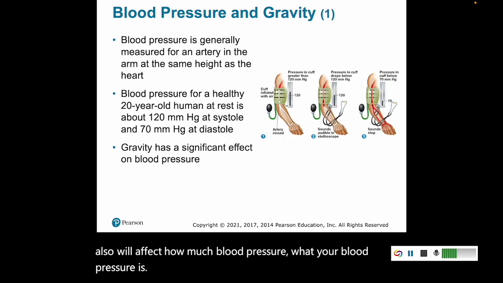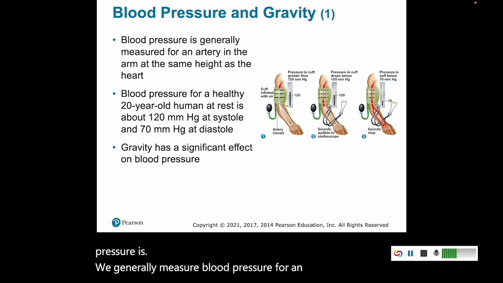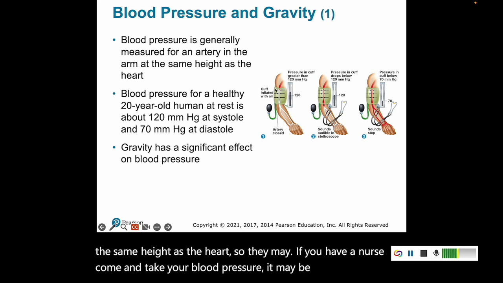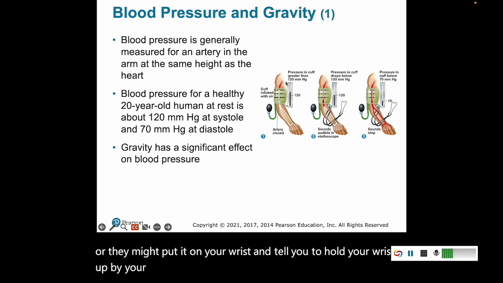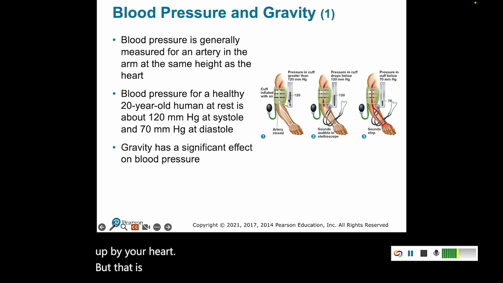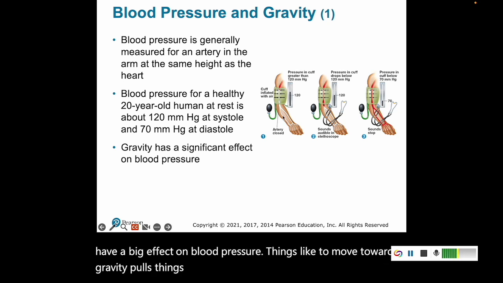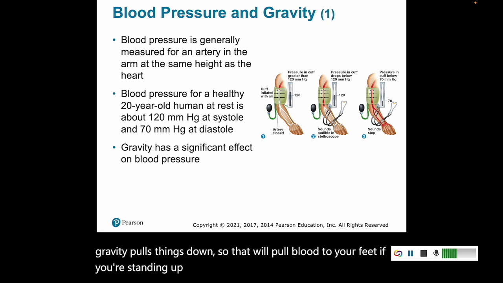We generally measure blood pressure for an artery in the arm at the same height as the heart. So if you have a nurse come and take your blood pressure, it may be here at heart level, or they may put it on your wrist and tell you to hold your wrist up by your heart. But that is usually to counterbalance the effects of gravity, which have a big effect on blood pressure. Gravity pulls things down. So that will pull blood to your feet if you're standing up, so we keep our blood pressure measurements at heart level.